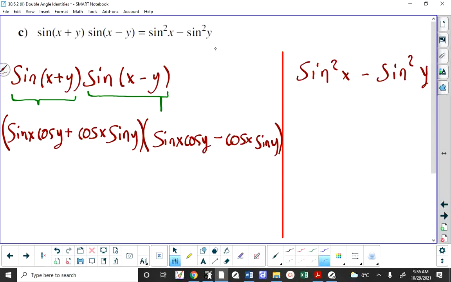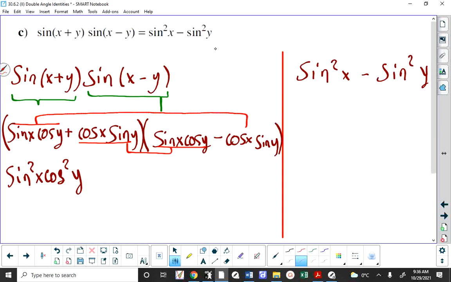I have a feeling I know what we're going to have to do, but I have to see the next step. When I FOIL this out, there it is. I'm going to have to multiply the sine of x cos of y times the sine of x cos of y. This is going to be a bit of a beast. And I'm going to get sine squared of x cos squared of y. I'm not going to write this out. I hope that everybody sees that my inner product and my outer product will be equal but opposite.